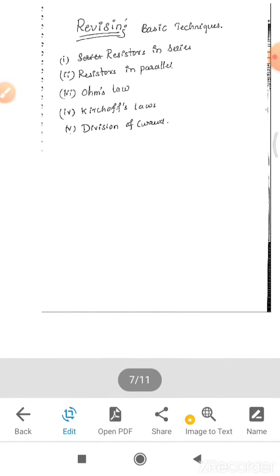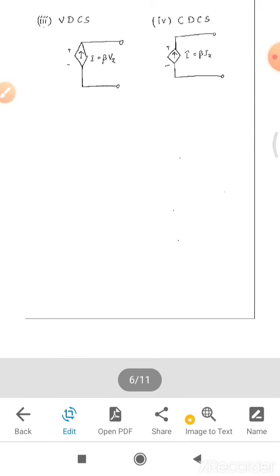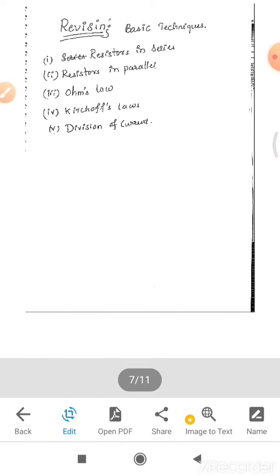Okay, and then we'll discuss, let's revise some basic concepts, or techniques, or tools which you have already studied from the basics. Okay, so let's take a few things.